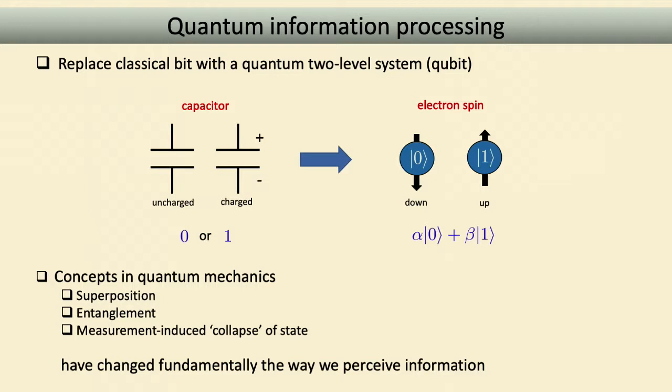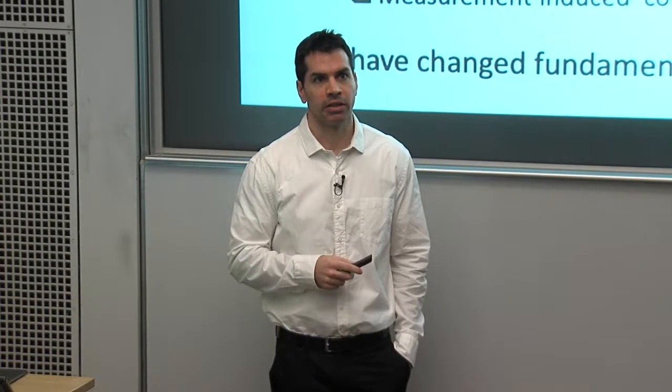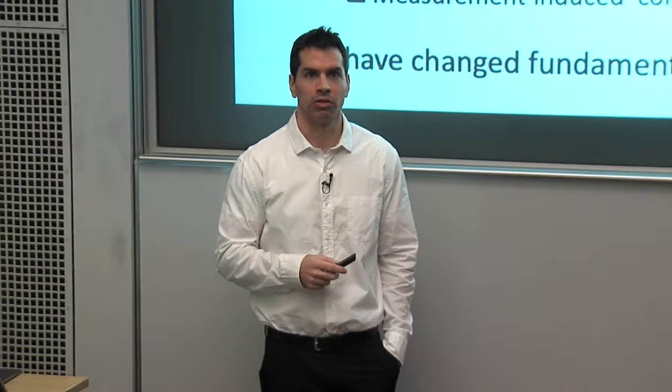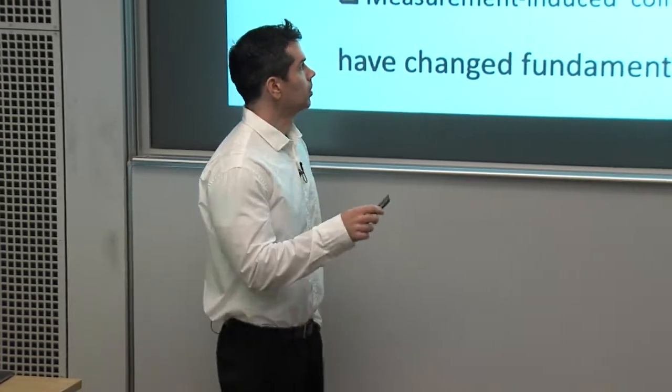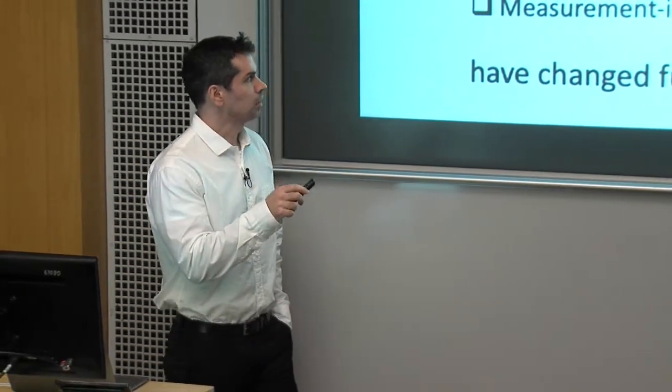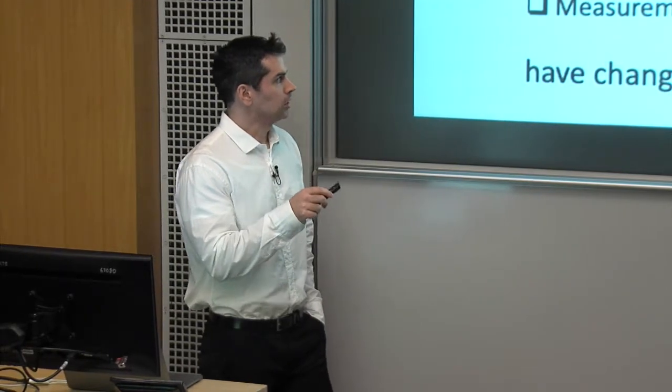And if you want to imagine encoding the information of a bit in this electron spin, you can say spin down means 0 and spin up means 1. But quantum mechanics tells you that you can have both 0 and 1 at the same time on this quantum bit, unlike the classical bit, which is either 0 or 1, and there's nothing in between. So this idea of superposition is one of the fundamental principles of quantum mechanics that give quantum computers and other quantum technologies their power.